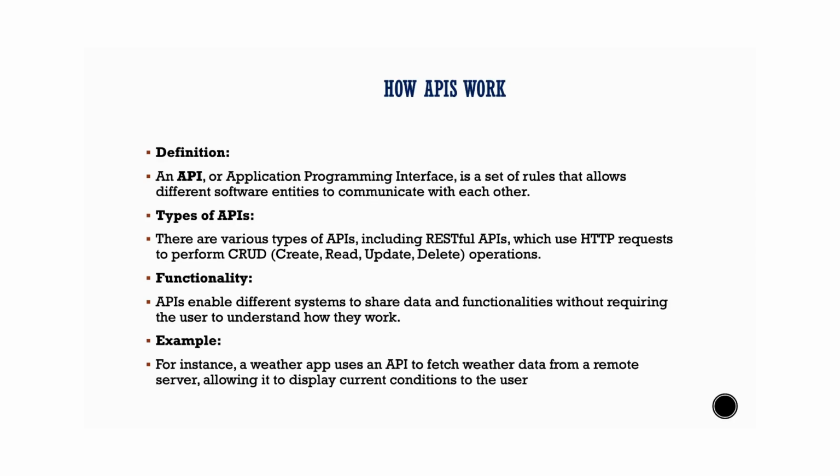Suppose you are using a travel booking website that provides hotel reservations. The website may use an API to retrieve hotel availability from a remote database. When you enter your destination and travel dates, the website sends a GET request to the hotel API. The API responds with a list of available hotels matching the criteria. The website then displays these results for you to choose from. APIs enable the development of modular applications where functionalities can be reused and combined without requiring deep integration.